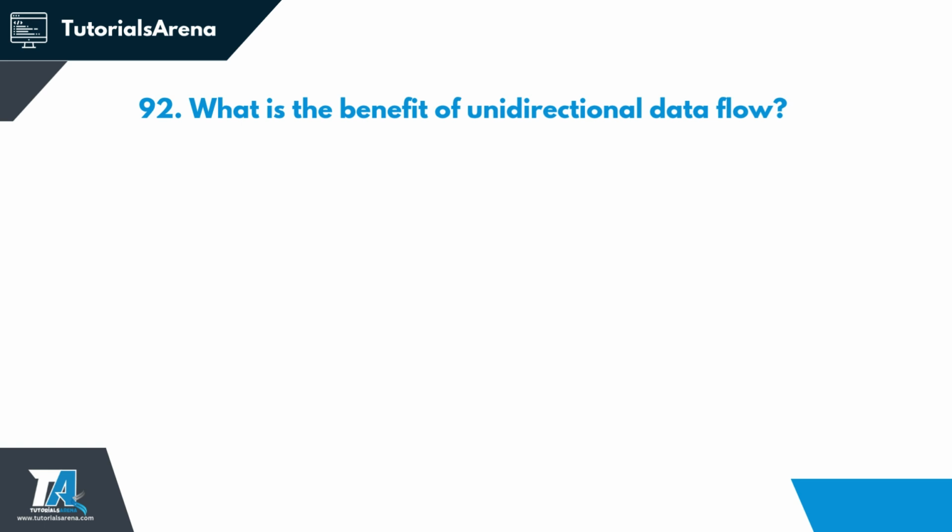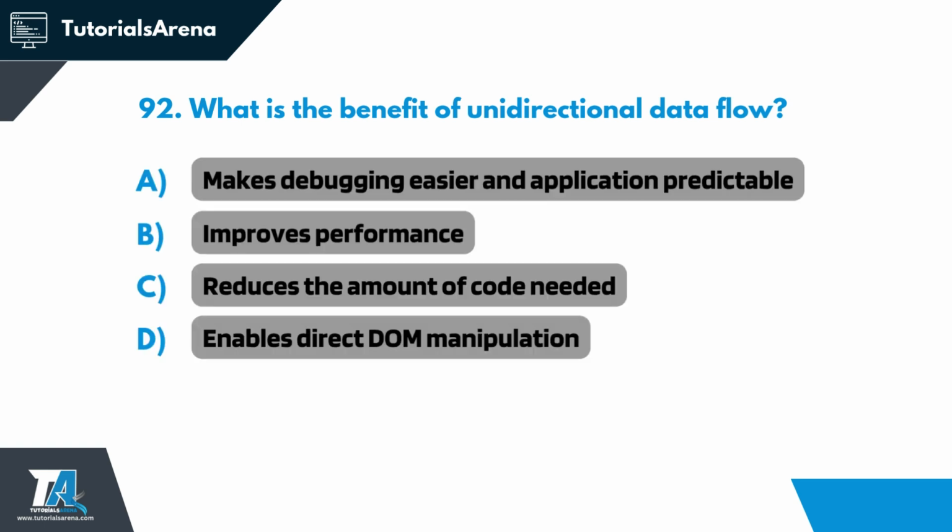Question 92. What is the benefit of unidirectional data flow? The options are: Option A, makes debugging easier and application predictable. Option B, improves performance. Option C, reduces the amount of code needed. Option D, enables direct DOM manipulation. The correct answer is option A, makes debugging easier and application predictable. Moving on to the next question.